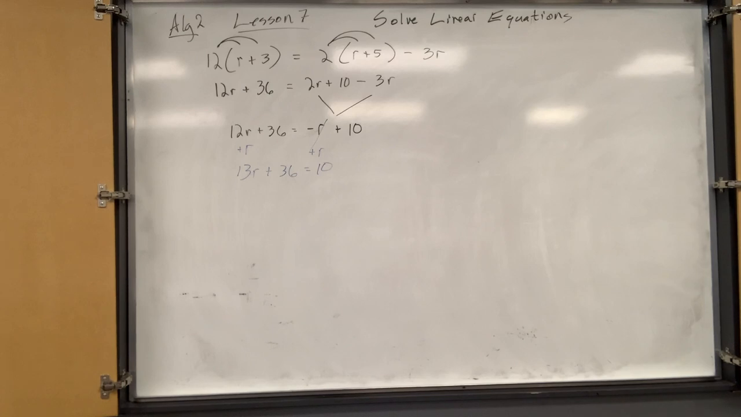Which is eliminate constant term on the variable side, not on the other side, because you don't want to put more stuff on the variable side. You want to get rid of stuff on the variable side and throw it over on the other side. Eliminate constant term on the variable side.